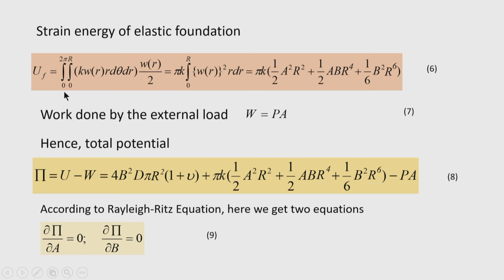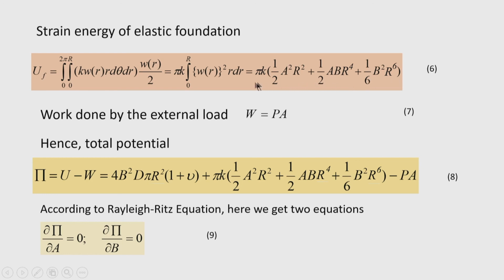The d theta integration limit is 0 to 2 pi, and the integration with respect to radial distance r has a lower limit of 0 and an upper limit of capital R. After integration of this expression, we get the strain energy stored in the elastic foundation, that is the elastic subgrade, equal to pi k into half a square r square plus a b r to the power 4 plus 1 by 6 b square r to the power 6.